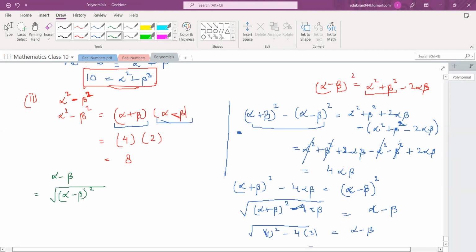Actually this is the same thing. You will arrive at the same result. I'm just doing the alternate way, no problem. So expand it: alpha square plus beta square minus 2 alpha beta.